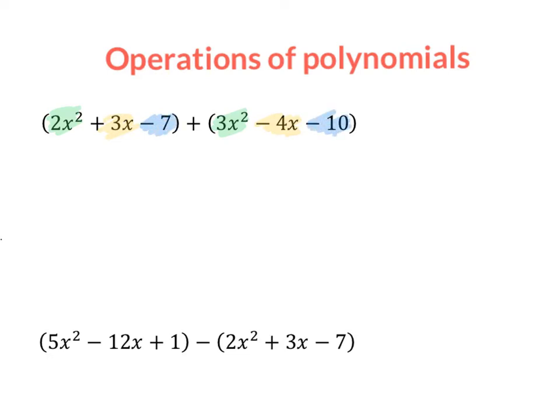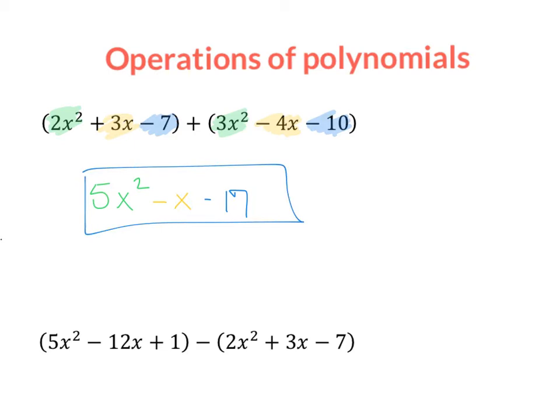Now, because I have just addition for this problem, I can properly add the polynomials without having to worry about distributing. So if I add the 2x squared and the 3x squared, I end up getting 5x squared. If I add the 3x and the negative 4x, I get a negative x. And if I add the negative 7 and the negative 10, I end up getting negative 17. And that's how I add these.